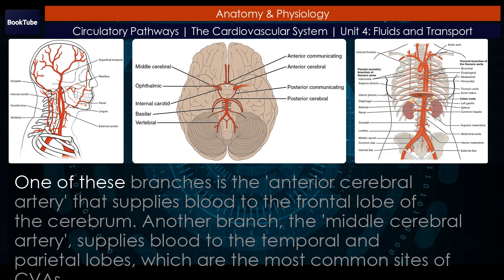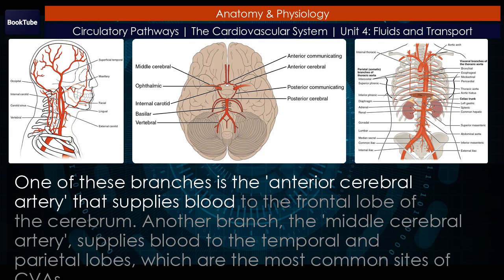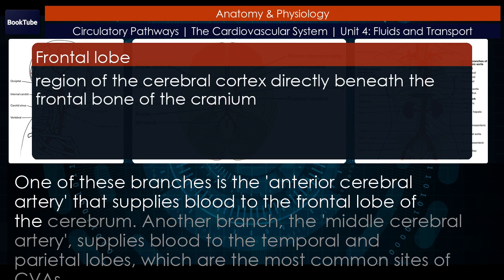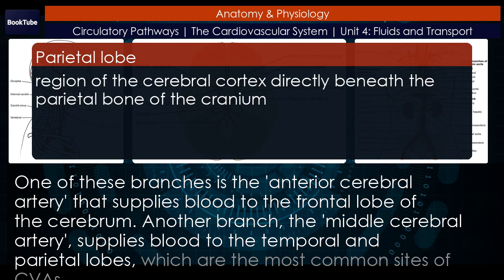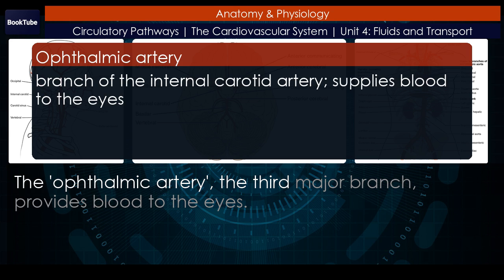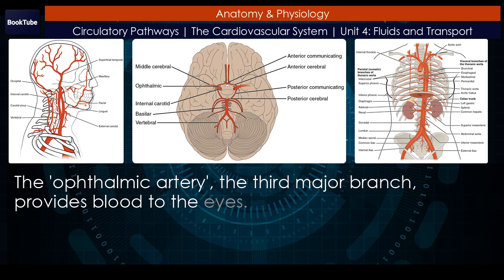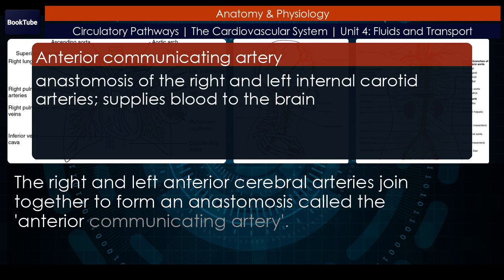One of these branches is the anterior cerebral artery that supplies blood to the frontal lobe of the cerebrum. Another branch, the middle cerebral artery, supplies blood to the temporal and parietal lobes, which are the most common sites of CVAs. The ophthalmic artery, the third major branch, provides blood to the eyes. The right and left anterior cerebral arteries join together to form an anastomosis called the anterior communicating artery.